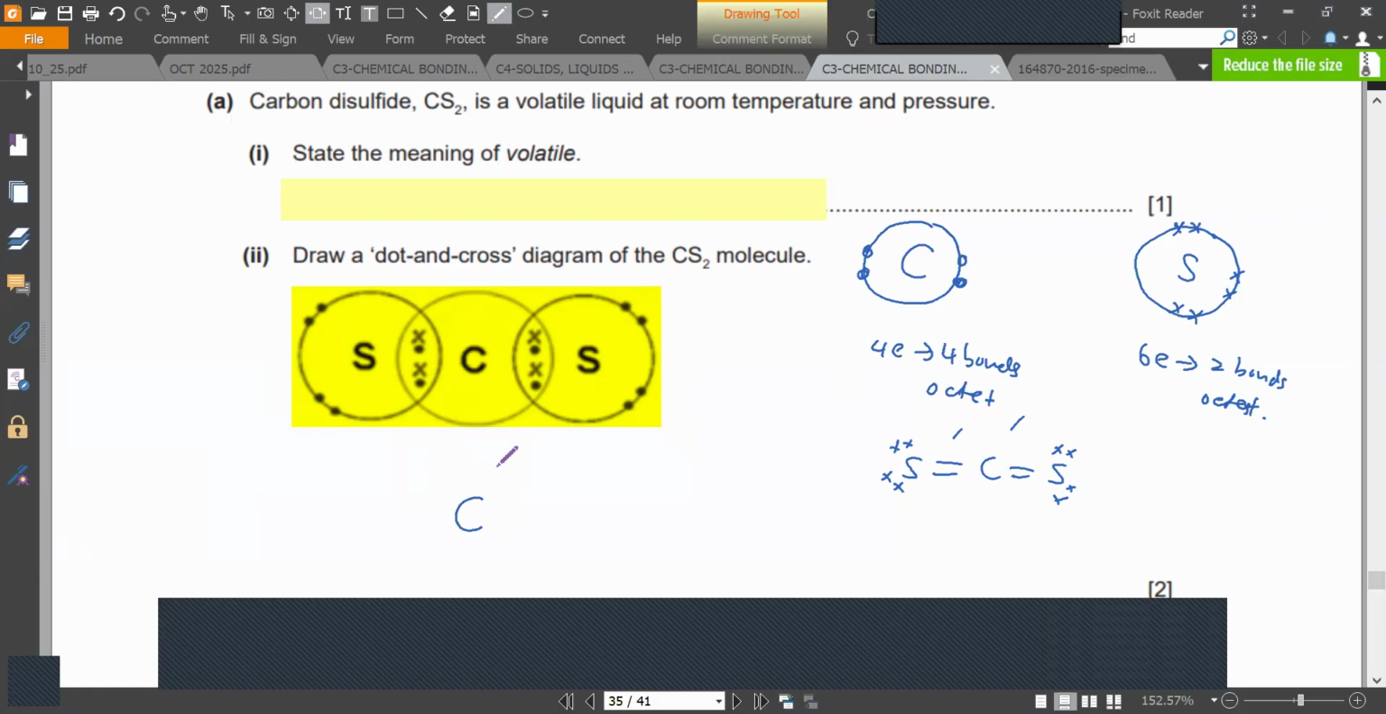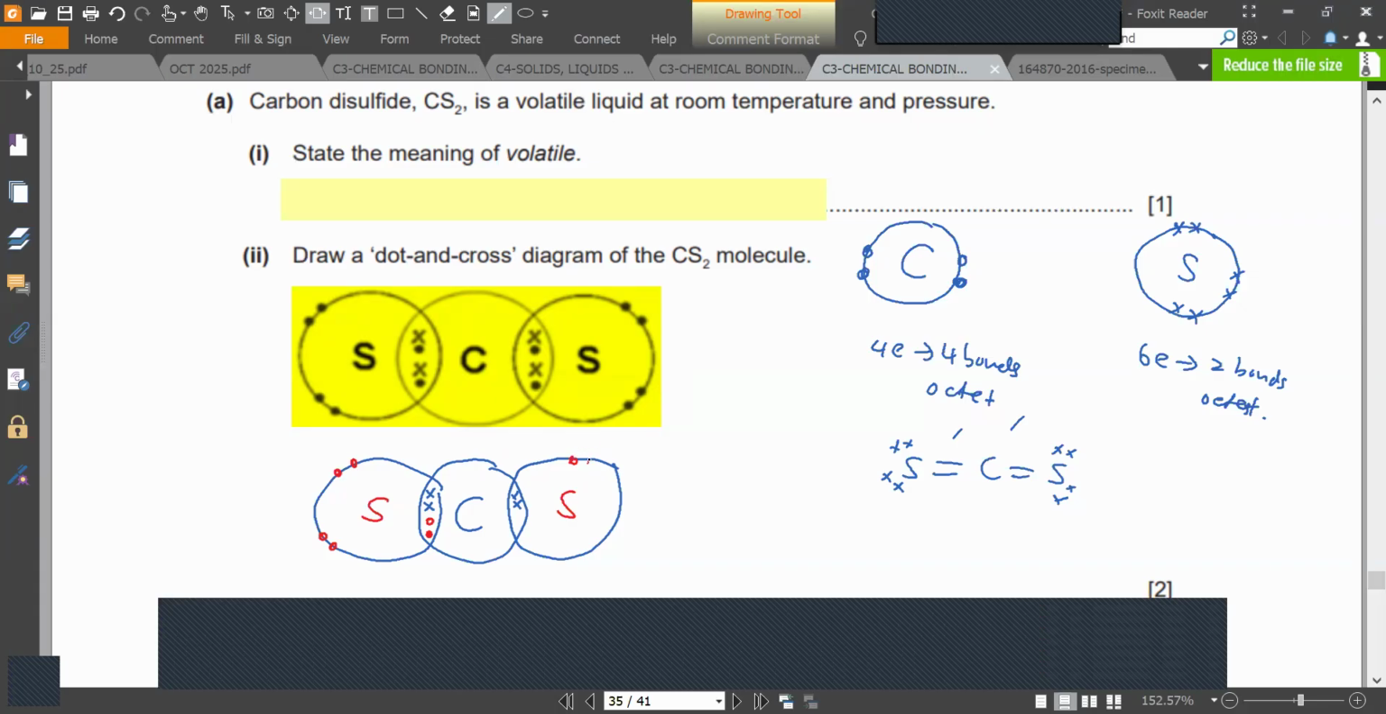So we have the carbon. The carbon has 4 electrons to start with, and then the sulfur has 6 electrons. It only needs to form 2 bonds, so like this. So we end up having this structure here.